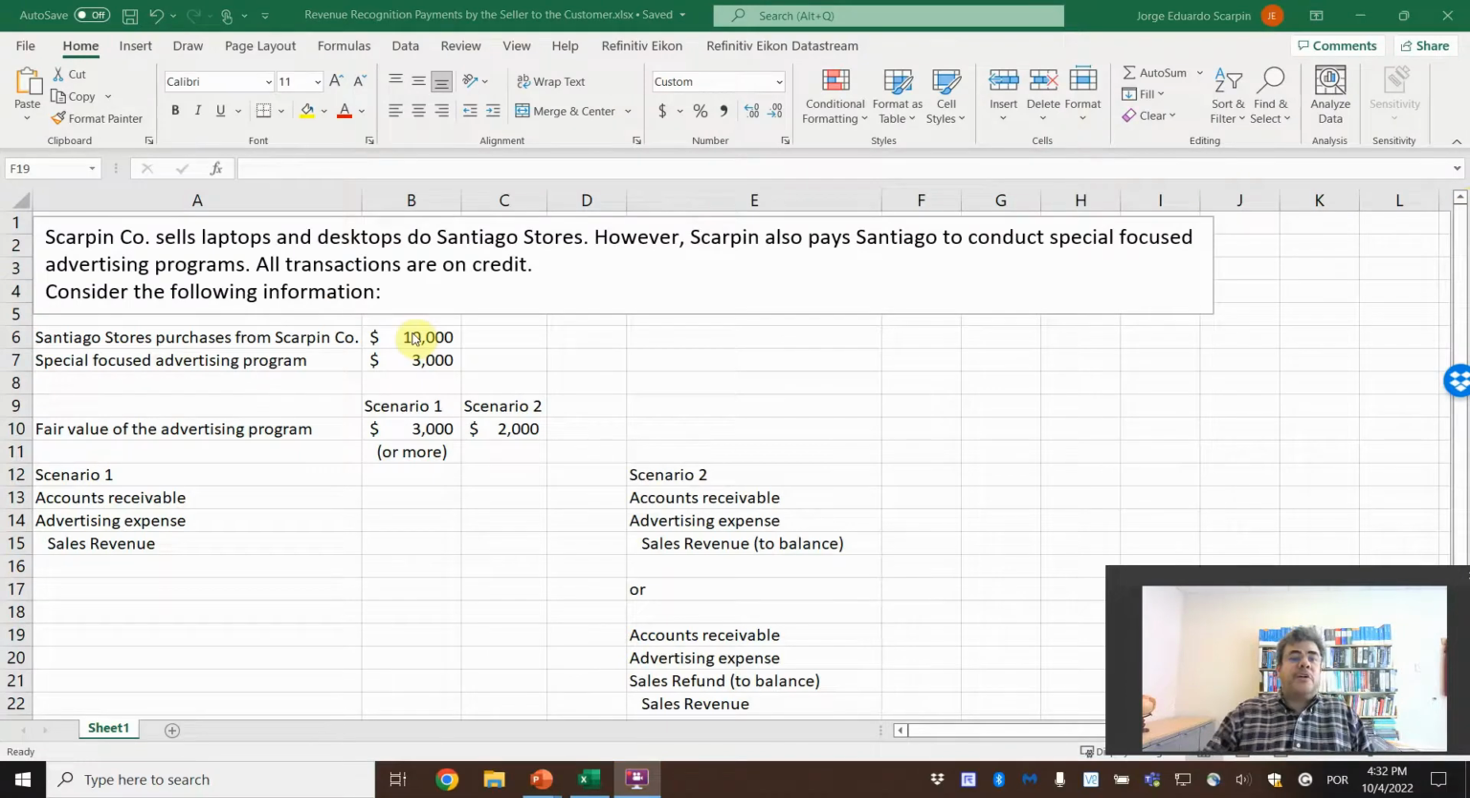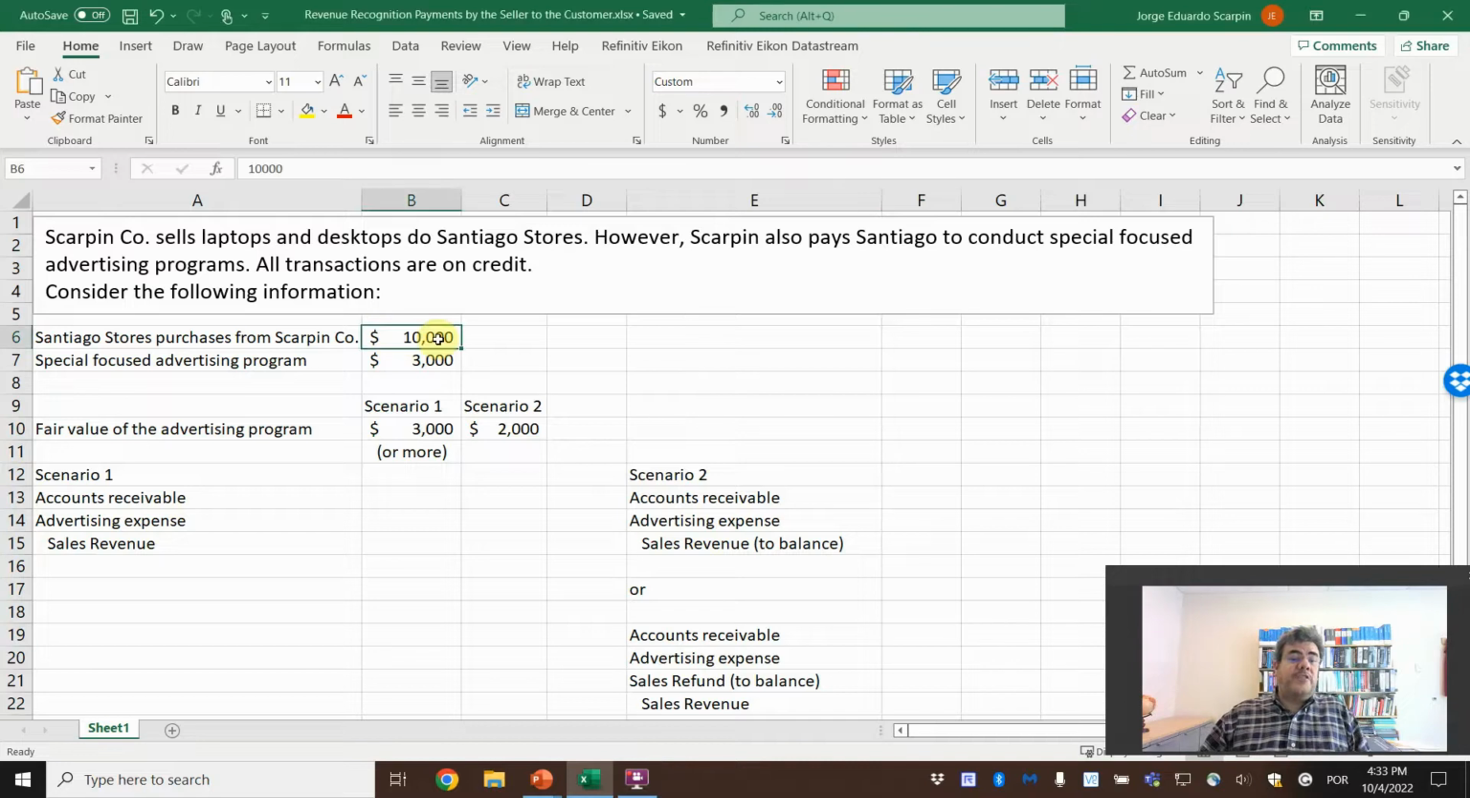Scarpin Corporation sells laptops and desktops to Santiago stores. However, Scarpin also pays Santiago to conduct special focus advertising programs. All transactions are on credit, and let's consider that they are done at the same time. So here, Scarpin Corporation sells laptops, so Santiago will pay Scarpin. However, Scarpin also pays Santiago for special focus advertising programs.